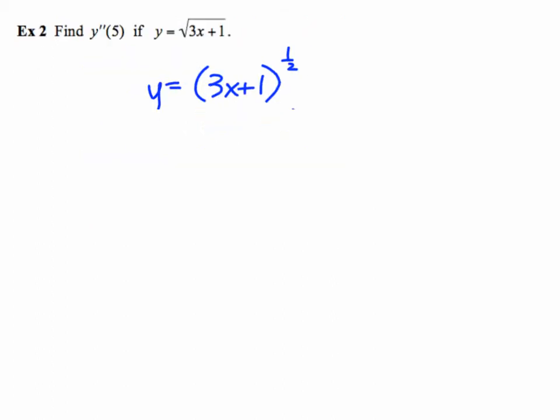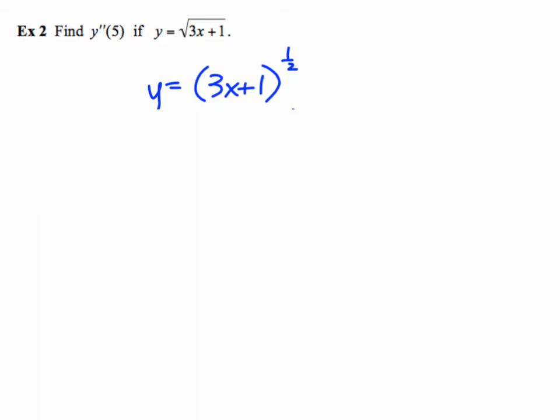In the next example, you're asked to find the second derivative of the expression y equals the square root of 3x plus 1. And then after you take the second derivative, you will substitute x equals 5 into the expression. So the square root, we change that so that it reads y equals 3x plus 1 in brackets all to the 1/2. And here we'll have to do the chain rule.